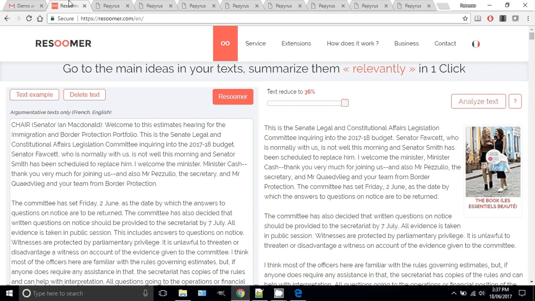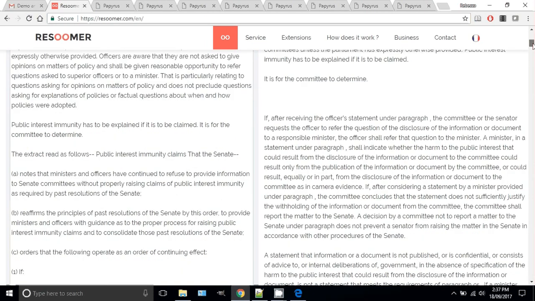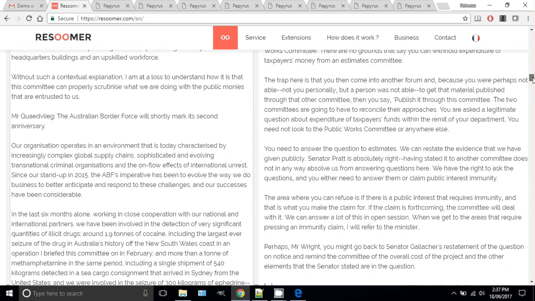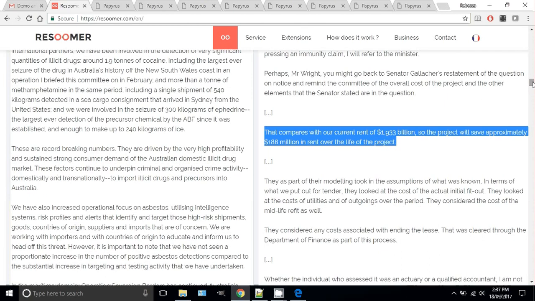So one main issue with Resumer's summary that sticks out to me is down here. This paragraph where it says, that compares with our current rent of 1.933 billion, so the project will save approximately 188 million in rent over the life of the project. This is lacking context. We don't know what this rent or figure is comparing to, what exactly is the project, how long is the life of the project, and who is giving this information.